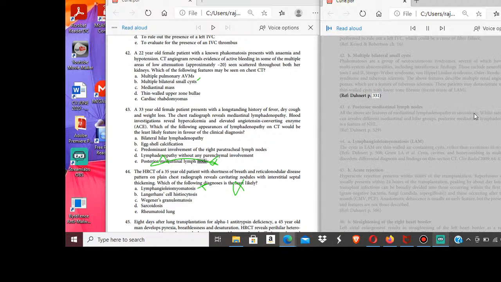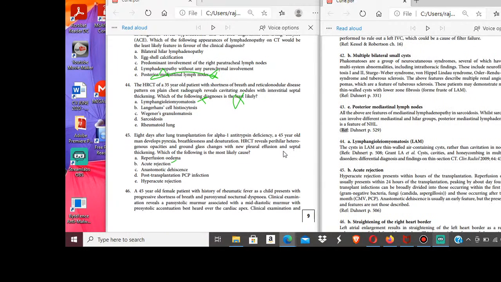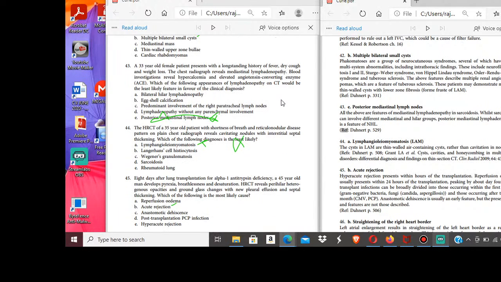P. 331. 43. E. Posterior mediastinal lymph nodes. All the above are features of mediastinal lymphadenopathy in sarcoidosis. Whilst sarcoidosis can involve different mediastinal and hilar groups, posterior mediastinal lymphadenopathy is a feature of NHL. Ref. Dähnert p. 500.